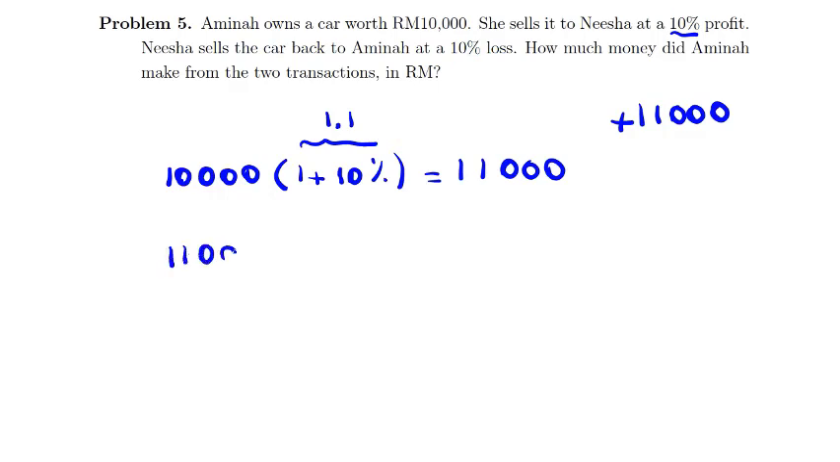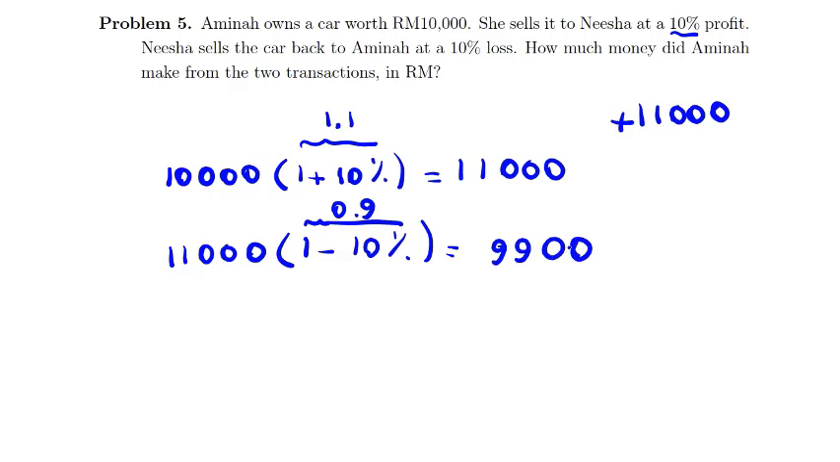and then Nisha sells the car back to Amina at a 10% loss. So she bought at 11,000 minus 10% because of this. So it will be what? 1 minus 0.1, which is this. And if we calculate that, it will be 9,900.